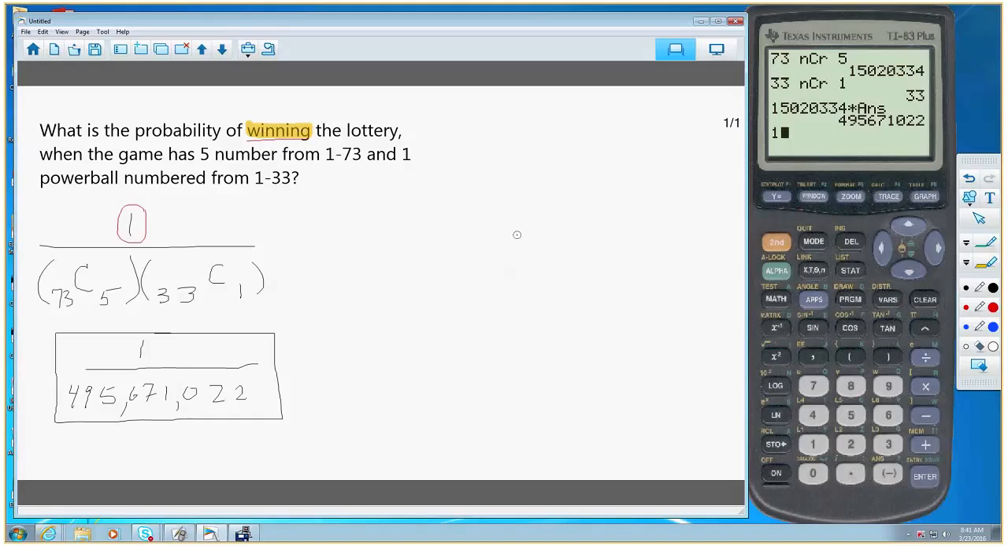So let's try it with a permutation. In other words, the numbers have to be in order of the ping pong balls that are blown up in the little chute. You pull up a one, then the first number on your ticket has to be one. And then if the second ping pong ball that comes up is a 20, then your second number has to be a 20. If your fifth number is a 20, you don't win. Your second number has to be a 20. So let's see what happens.